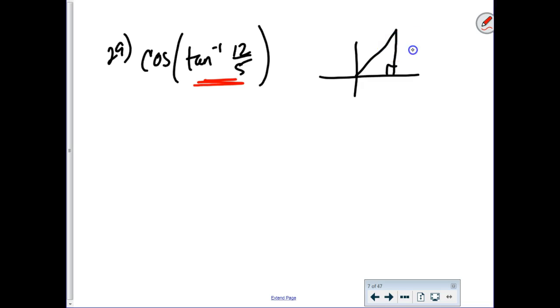So you're going to set up your opposite leg or your vertical leg to be 12, your horizontal leg to be 5, and then you'd have to do a little Pythagorean theorem to find the hypotenuse, or just remember that that's a 5, 12, 13, which is a Pythagorean triple. So now it says, go ahead and find the cosine of that same angle. So the cosine being adjacent over hypotenuse, or x over r, so 5 over 13.